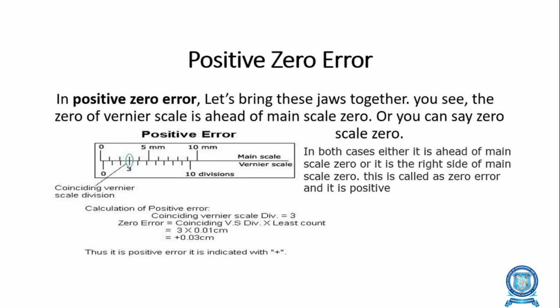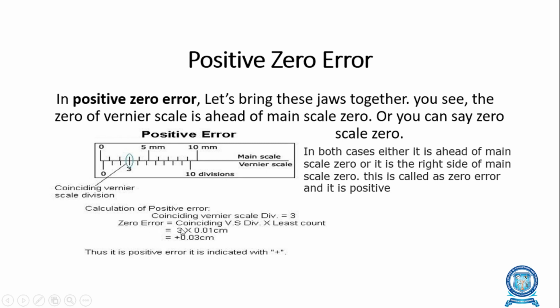What is the positive zero error? When we bring the two jaws together, we can see the zero of the vernier scale is ahead of the main scale 0. So it is called a positive zero error. Wherever it is ahead, at some point the scales will coincide with each other. Here the 3 coincides. So we are calculating the positive error.